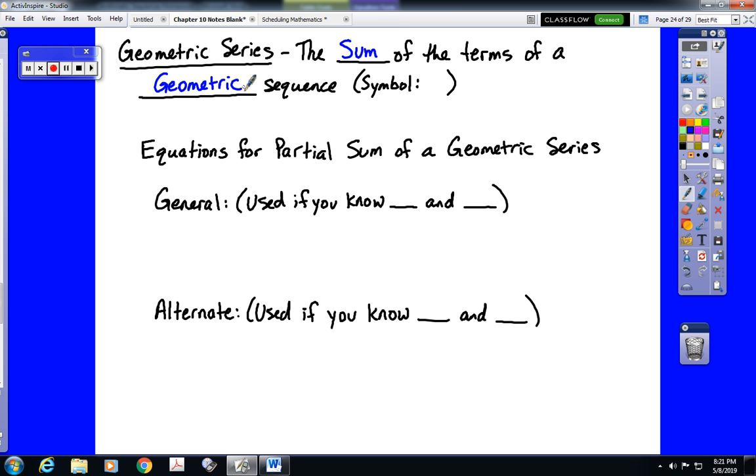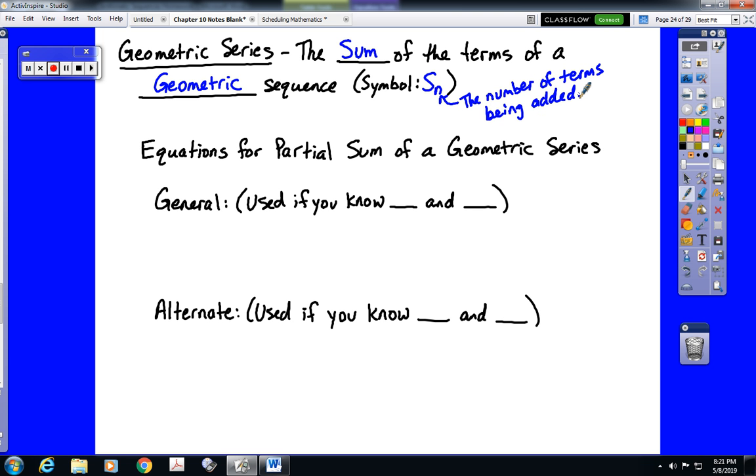Now, once again, as we mentioned earlier, that means it is a type of partial sum. So we're still going to use the partial sum symbol, where n is the number of terms being added. So we're adding up a specific number of terms, and that number will be the subscript. Now, once again, just like it was for arithmetic, there are two equations for geometric series as well, and again, it depends on what we know.